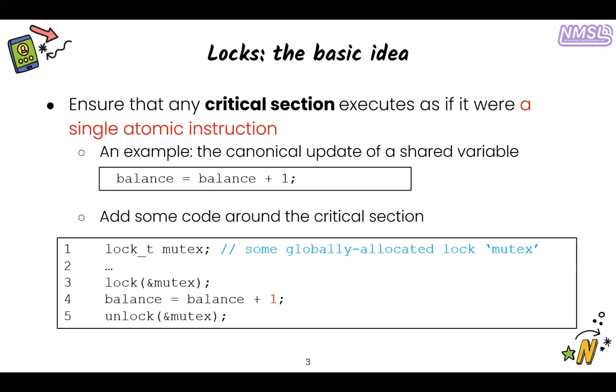So a very basic example of a critical section could be an update of a shared variable, which we saw from the last lecture. One way to ensure that is to create locks around it, right? So here we define a lock, and then around this critical section, we have a lock and unlock. All right, so that's the basic idea. Sounds quite simple, but as in many systems, the devil's in the details.